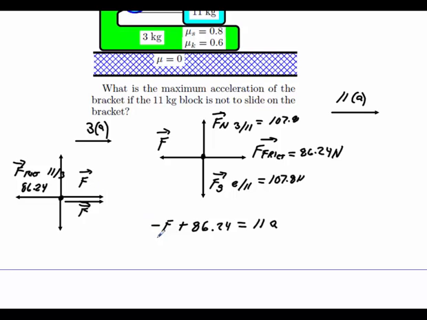The second equation is then going to be 2F minus 86.24 is equal to 3a. I'm going to quit right there. I'm going to let you solve that. You have two equations, two unknowns. You should be able to determine what the acceleration is as well as what the force is. Alright, best of luck.